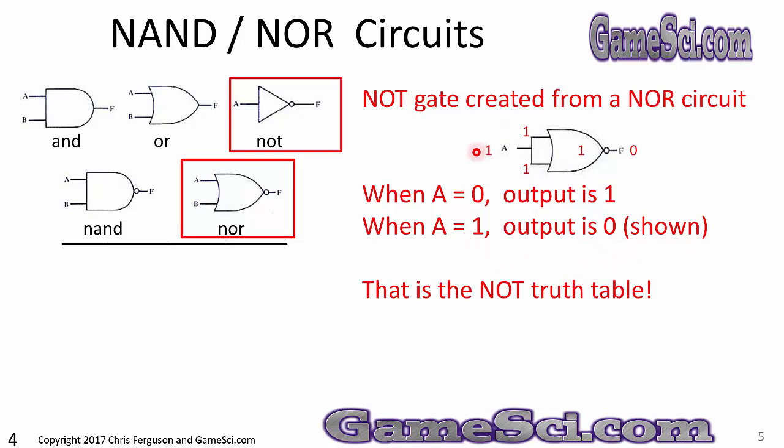A as the input. That puts two 1s as the input of this OR gate. An OR gate with two 1s on the input is a 1, but NOR would produce a 0. The 1 just flipped to a 0, and that's what a NOT gate should do. If I put two 0s on the input here, this would be a 0, and the NOR of 0 would be a 1. That is the NOT truth table. This circuit produces a NOT gate.